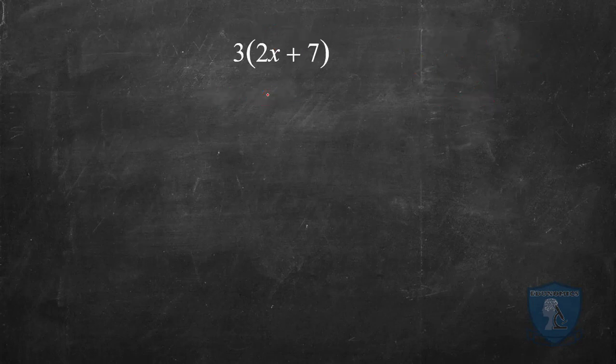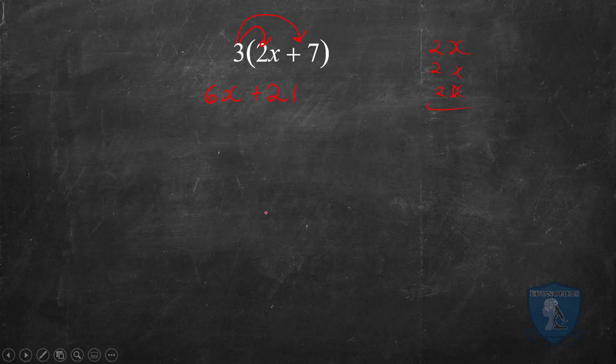All right, another one, 3 times 2x plus 7. Now we're going to multiply what's on the outside by everything on the inside. So it's going to be 3 times the 2x and then 3 times the 7. Now 3 times 2x, you're going to end up with 6x. Why? Because we're saying we have 2x and another 2x and another 2x, and we put them together, we get 6x. So 6x and 3 times 7 is plus 21.